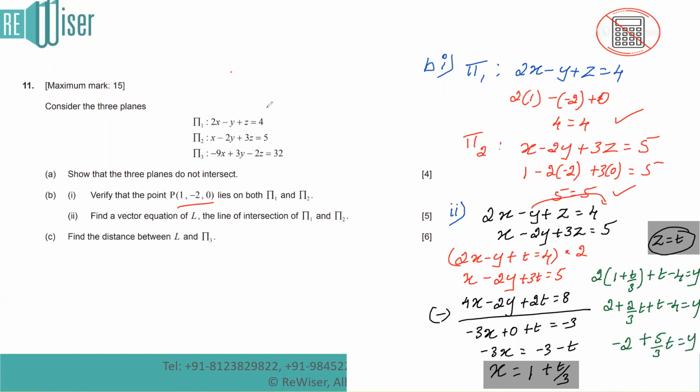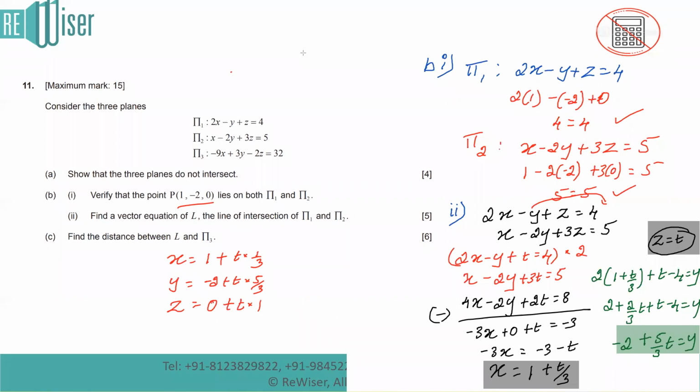Equals to y. Now, this is the solution. And this one looks like a parametric equation of a straight line. So whenever I have a parametric equation, which is in the form of x equals 1 plus t times 1 by 3, and y equals minus 2 plus t times 5 by 3, and z equals 0 plus t times 1.